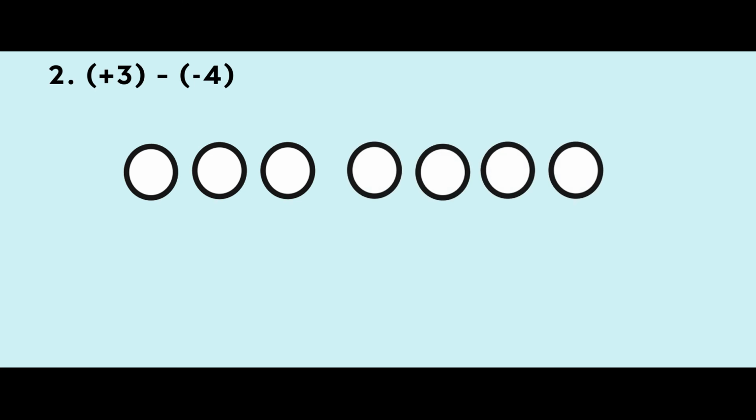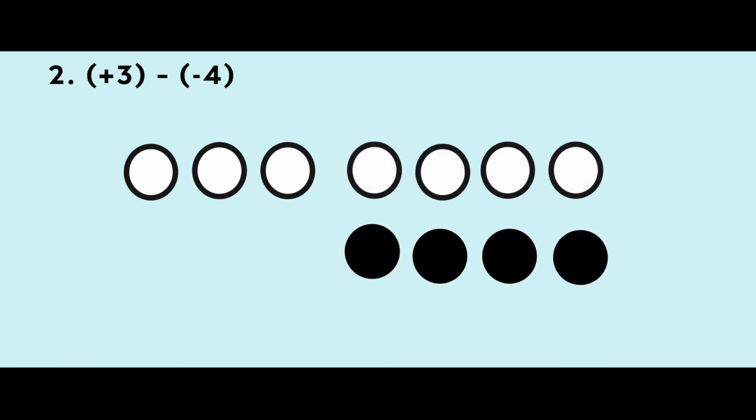So you model positive 3 by 3 white counters. We just got 3 white counters, but you have to take away 4 black counters worth negative 4, which is not possible. What should we do? Do you have any idea, children? Yes, we have to apply zero property. Now how will you apply zero property here? Yes, we have to add 4 more white counters and 4 black counters.